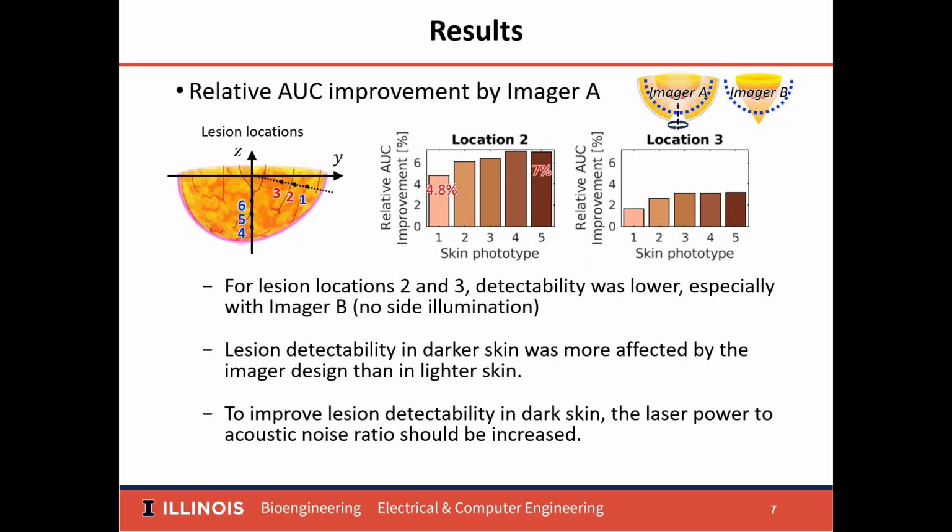The plot in this slide showed the relative AUC improvement by imager A for the lesion locations 2 and 3. So compared to imager B, imager A improved lesion detectability by up to 4.8% in the lightest skin and up to 7% in the darkest skin. So lesion detectability in darker skin was more affected by imaging system design than in lighter skin. To improve lesion detectability in darker skin, the laser power to acoustic noise ratio should be increased.